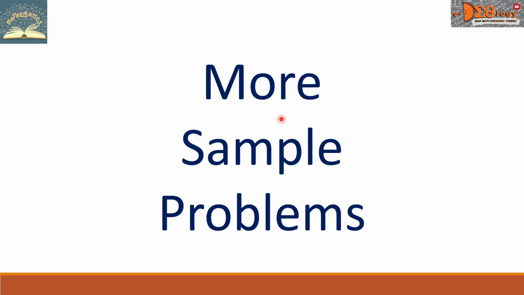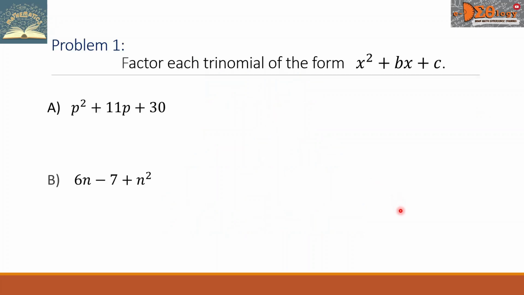Let us have more sample problems. Problem 1. Factor each trinomial of the form x squared plus bx plus c. We have here two expressions. Let's begin with A. p squared plus 11p plus 30. Using the variable p, that means the answer must be of this form. p plus blank times p plus blank. The blanks here represent numbers.